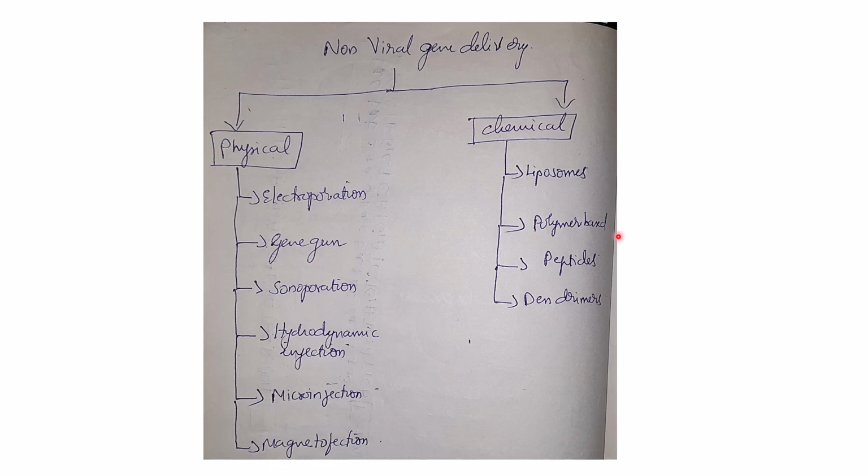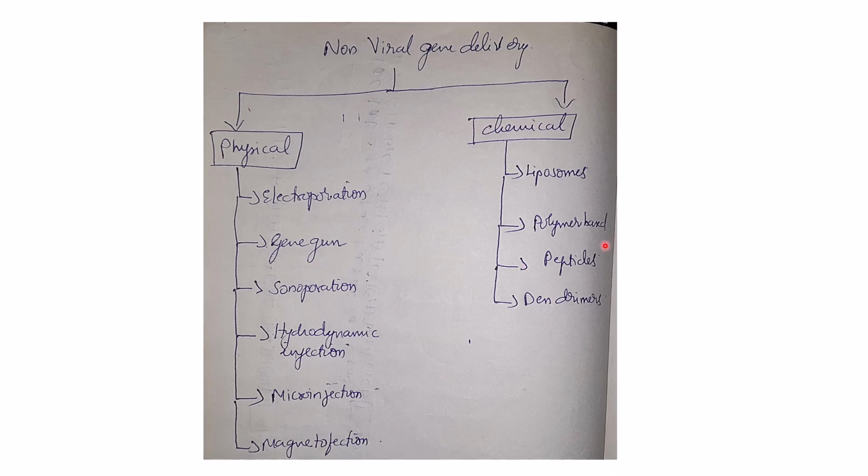Then there is another method that is polymer based. These polymers can be cationic polymers or biodegradable polymers. And these polymers form a complex with the DNA, and this is called polyplexes, and they are taken up by the cell. So that is how the DNA is delivered into the cell using the polymer based method. So a cationic polymer example is polyethyleneimine, PEI. And a biodegradable polymer is poly beta amino ester. Okay, remember these examples, they may ask for your next exam.